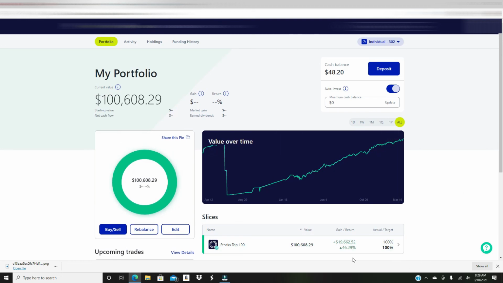And look over here. It even shows you up 46%. The gain, plus 19,000. This is just me putting money in. It's not like I'm doing something special. It just shows you the gain over time. This is crazy. If you were in the bank, it would just show 1%, 2% up on your money. No, I don't have the patience for that.